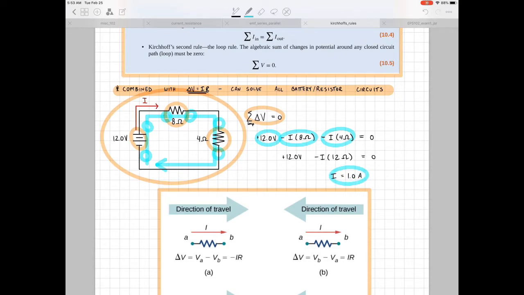and then I just do the algebra and end up with the current through the battery is 1 amp. It's also the current through the 8 ohm resistor. It's also the current through the 4 ohm resistor.